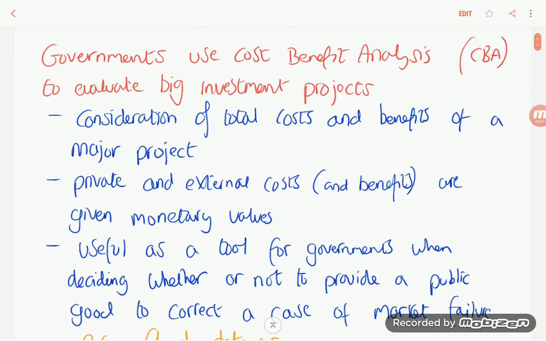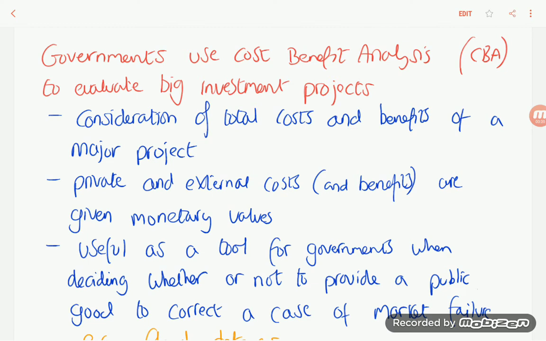Cost-benefit analysis. Governments use cost-benefit analysis to evaluate big investment projects. Cost-benefit analysis involves considering the total costs and benefits of a major project such as building a new motorway, a new hospital, new schools or new wind turbines over a fixed period of time. When politicians or other decision makers analyse the costs and benefits of a project, they have to look at the impact for everyone who's affected.